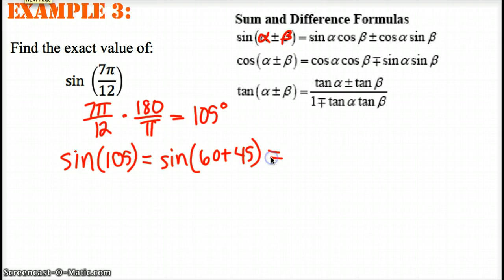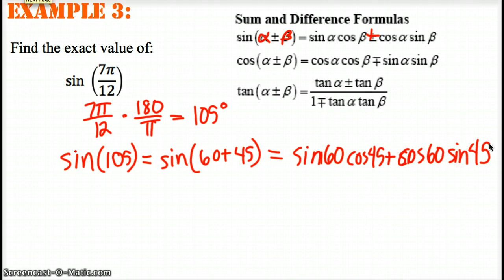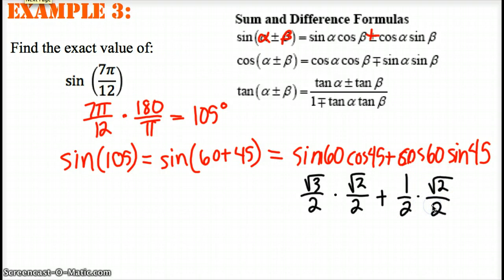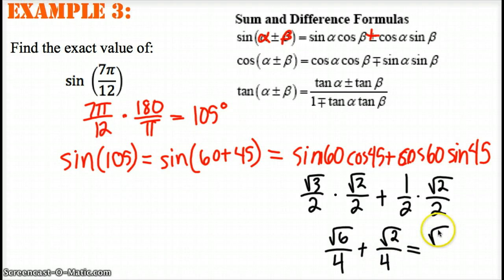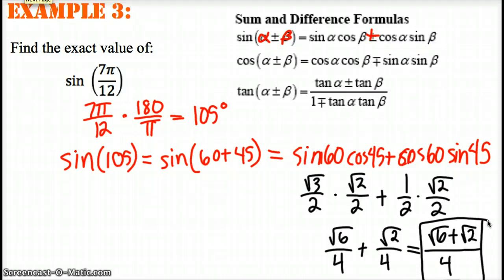Okay? You're going to work it out and decide to use the addition formula, which means I'll be adding the sine of 60 cosine of 45 plus the cosine of 60 sine 45. I'm going to replace all of these with the values that I know. Sine of 60 is square root of 3 over 2. Cosine of 45, square root of 2 over 2. Plus cosine of 60, 1 over 2, times sine of 45, square root of 2 over 2. I'm going to simplify my fractions. I'm going to make it into one fraction because it's a simpler way to write this sum. And this is your exact value for the sine of 7 pi over 12.